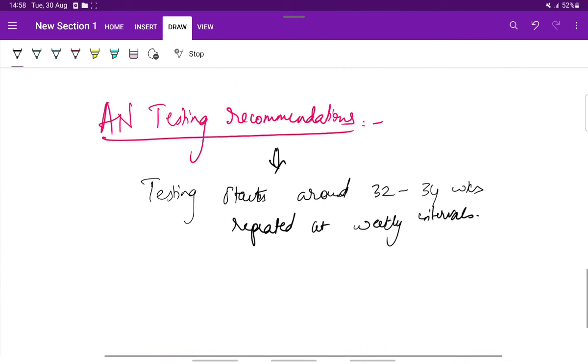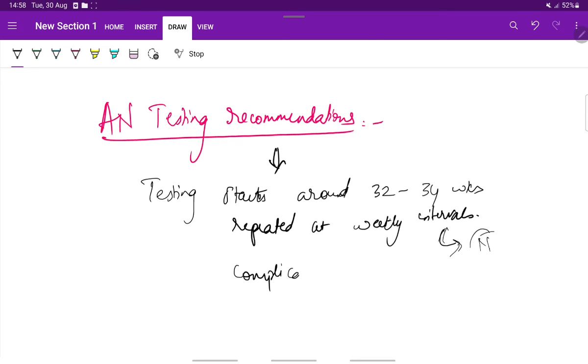Lastly, the antenatal testing recommendations. The antenatal testing should be started at around 32 to 34 weeks and it is repeated at weekly intervals for normal pregnancy, whereas for complicated pregnancy it should be done more frequently.